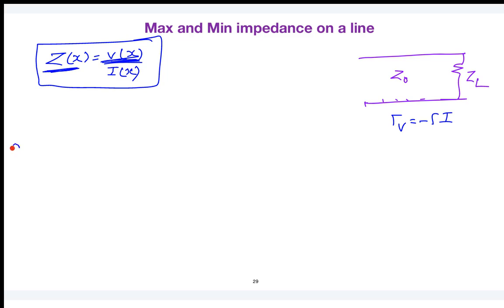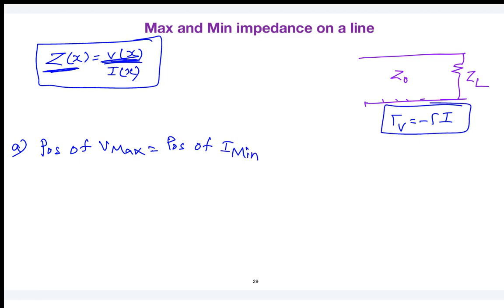First point you have to remember, wherever the voltage is maximum, at the same position, your current is going to be minimum because of this negative sign. You can see this. If voltage is maximum, then at the same position, your current is going to become minimum. And since your voltage is maximum and current is minimum, your impedance is going to be maximum.